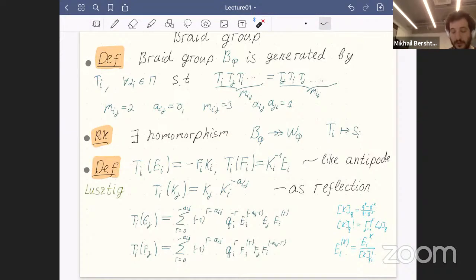Okay, now Lusztig defined the action of the braid group on the quantum group. You should think about this as some version of the action of the Weyl group on the universal enveloping algebra of a Lie algebra. Here also there are some issues. The Weyl group does not act on the Lie algebra; some slight extension of the Weyl group acts. The problem is that the Weyl group does not belong to the Cartan, to the group itself. It is usually defined as a quotient.